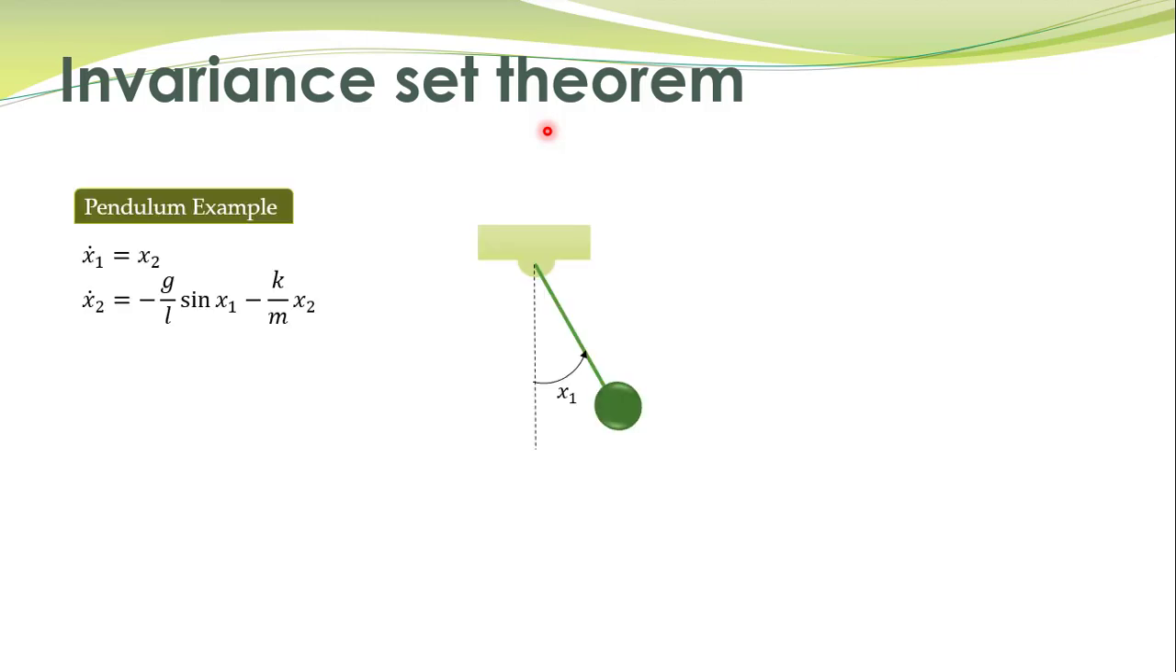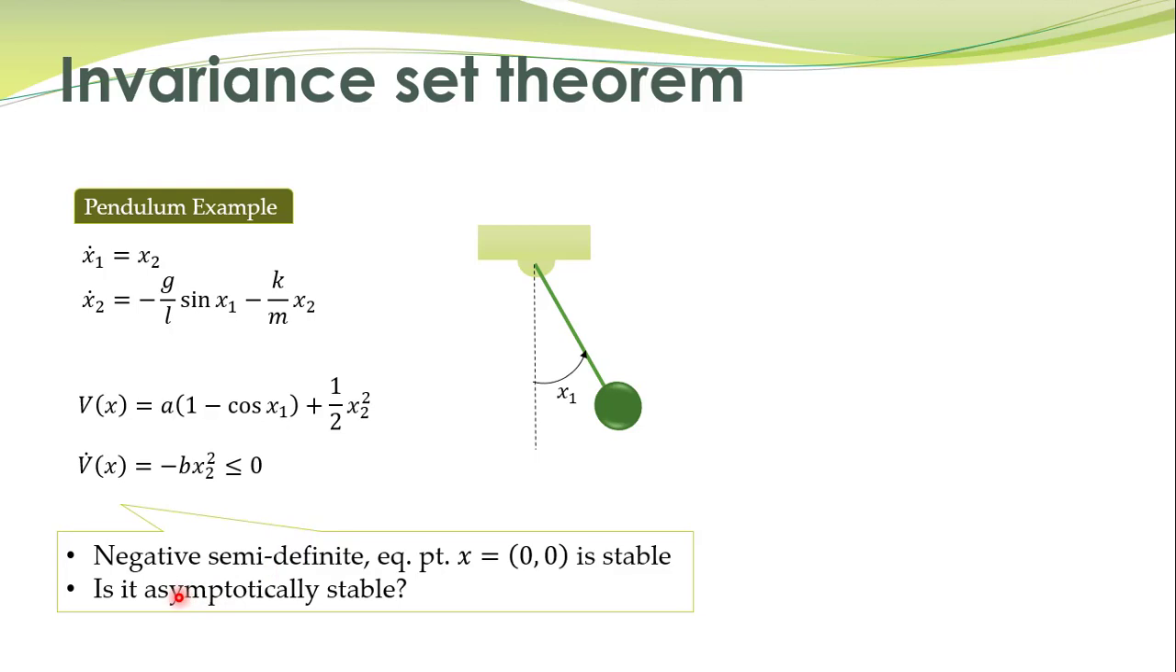We take our favorite example of the pendulum system described by these state equations. We remember that we had taken this candidate Lyapunov function for this system and computed its derivative along system trajectories, and this derivative came out to be negative semi-definite, and hence we concluded that the equilibrium point was stable. So is it also asymptotically stable? With this theory, we cannot say anything.